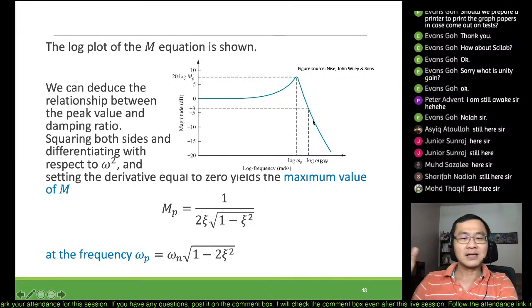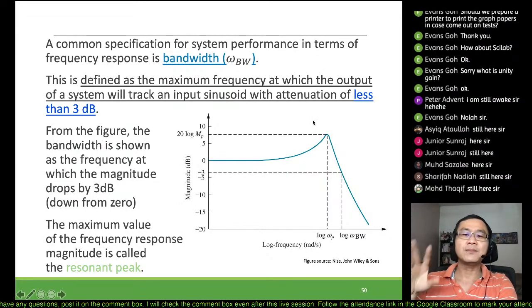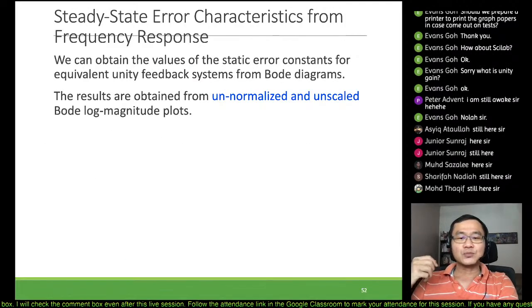So from that, this is how they are related to the Bode plot magnitudes. I hope that is clear for you.